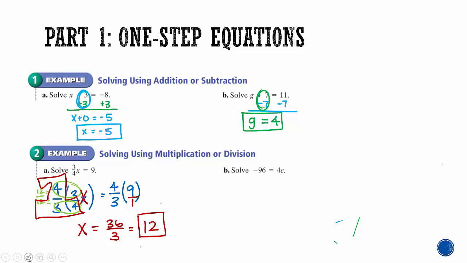Next one's a little easier. 4 and c are multiplying together, so to undo their multiplication, we're going to divide. So we end up with c being a negative number, because there's only one negative here. And then you can think 4 goes into 9 twice with 1 left over, and 4 goes into 16 4 times. So 4 goes into 96 24 times.